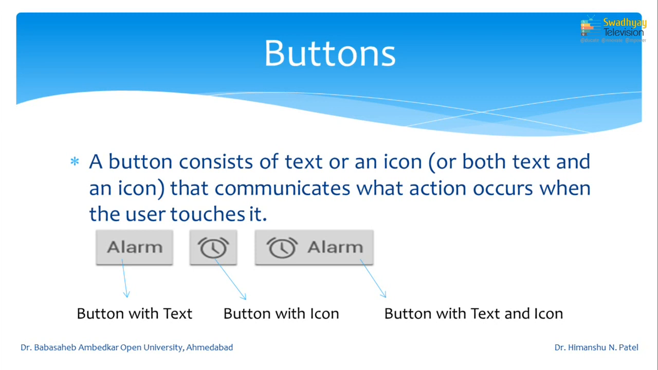Now, let us look at two controls, button and text field. First, we discuss the button control. A button control consists of a text or an icon, or you can have both text as well as icon, that communicates what action occurs when the user touches it.